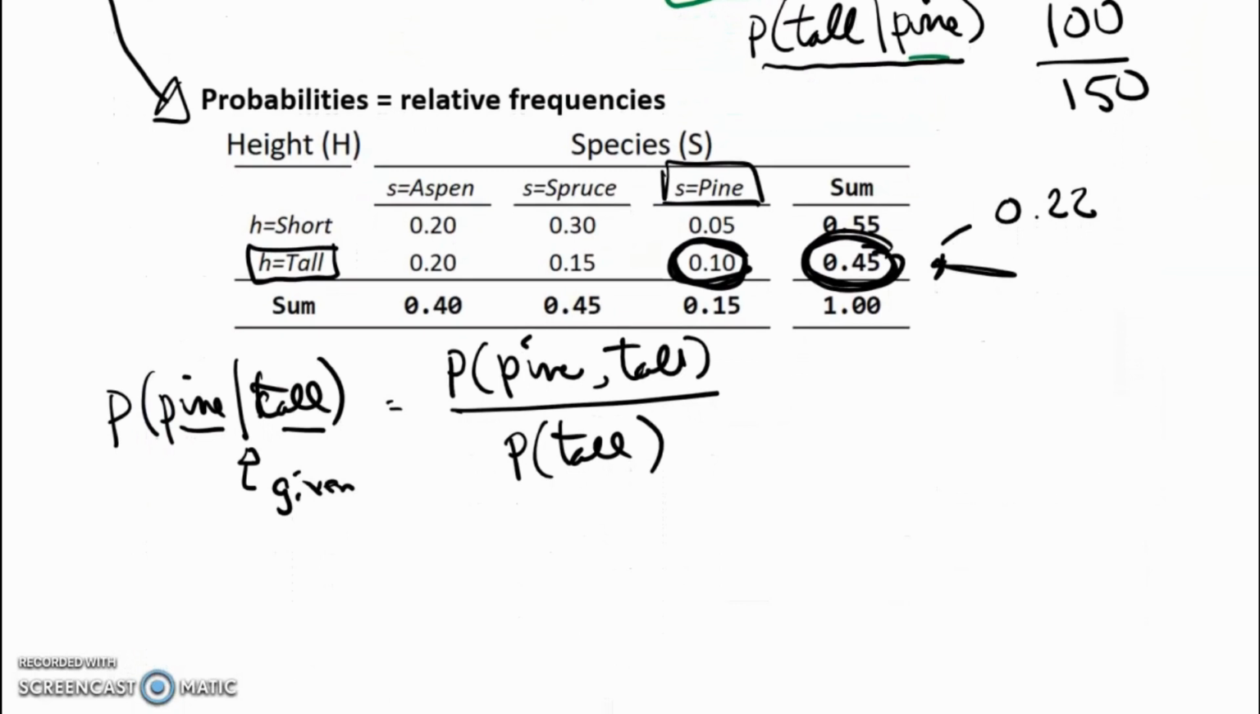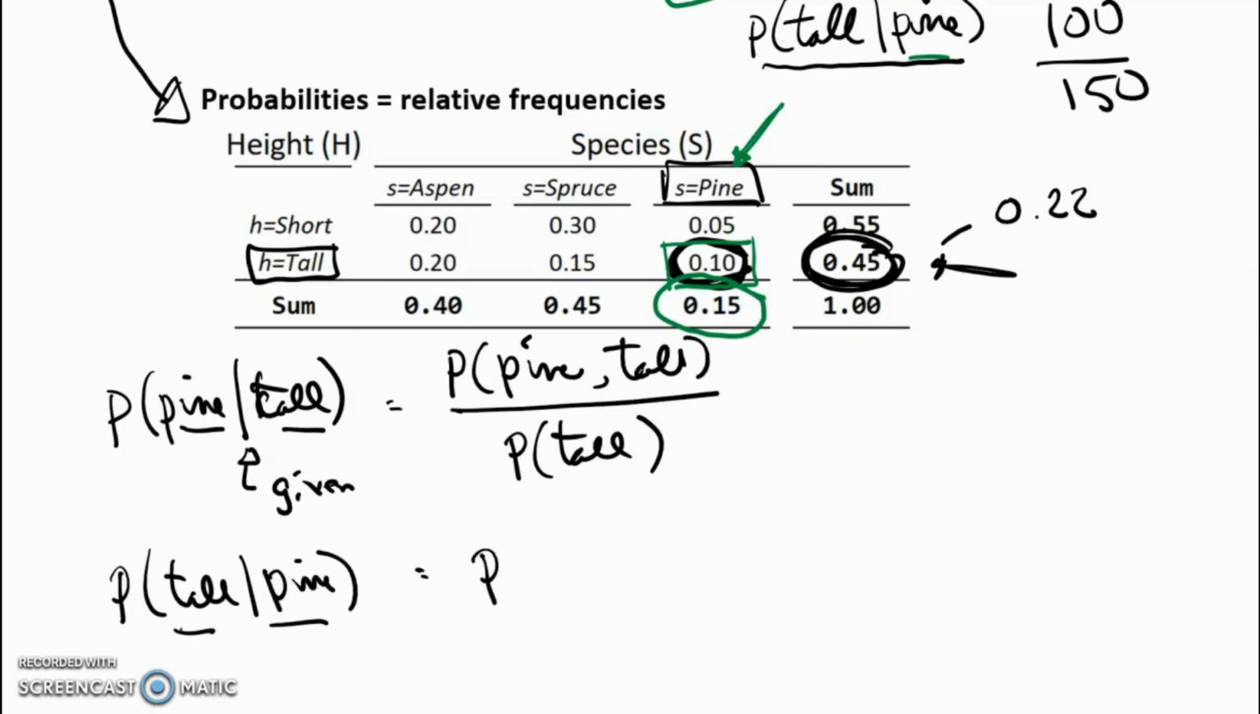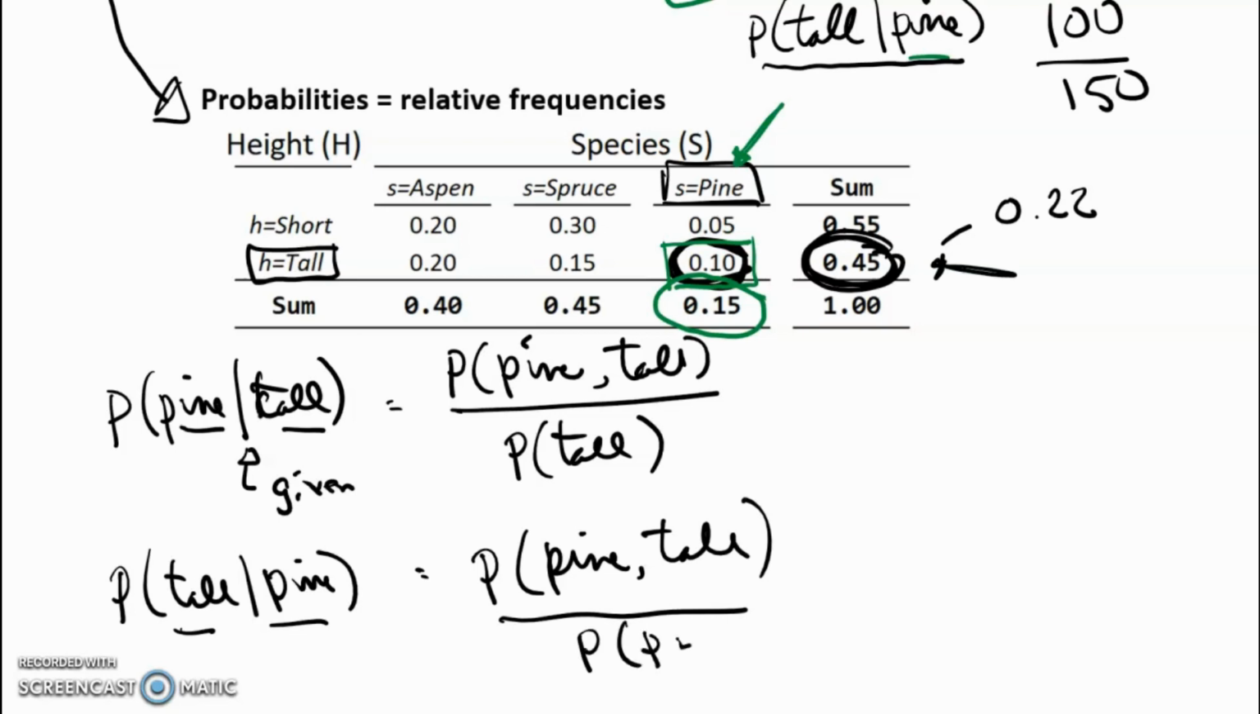So if we come down here to our table of probabilities, what we're saying is, if we think about the probability of a tree being tall given that it's a pine, we're going to again begin with the joint probability that it's pine and tall, because we're operating in this column of pine trees, but now we're going to divide it by the marginal probability of it being a pine. So I'm going to say the conditional probability of it being tall given that it's pine is going to be, once again, the joint probability of it pine and tall, now divided by the marginal probability that it is a pine.